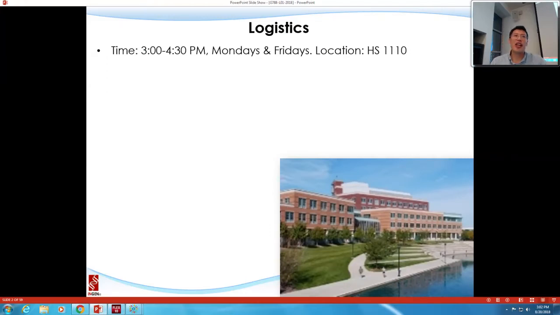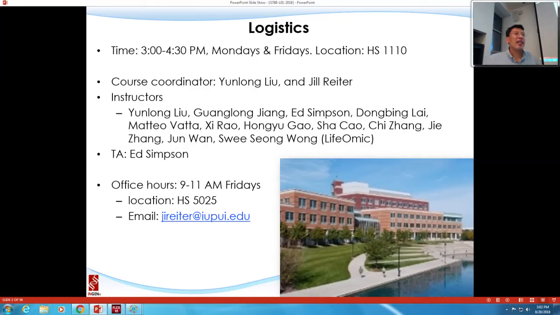Just before we get started, there are a few logistics. The first one is about the time. By now you probably know it's 3 to 4:30 p.m. Mondays and Fridays, in this room. This is the first time we're breaking the course into two lectures a week. In the past 7 years, it was always 3 hours straight on Friday afternoon, and that's brutal for both the lecturers and the students, so I decided to make a change this year.